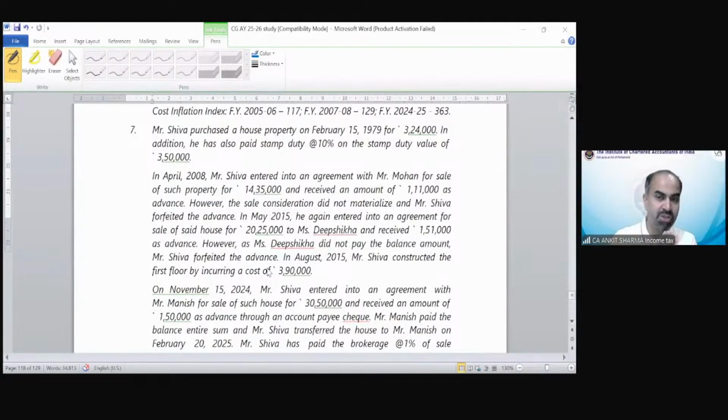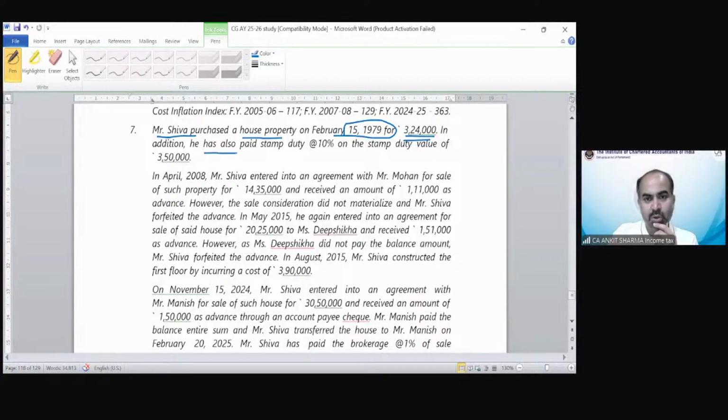And if the question asks for calculation of tax, then how we need to show that calculation later on with indexation. So it's a very interesting question. The question says Mr. Shiva purchased a house property on February 15, 1979, for 3,24,000. If there is a purchase before 1st April 2001, there must be an FMV given in the question on 1st April 2001.